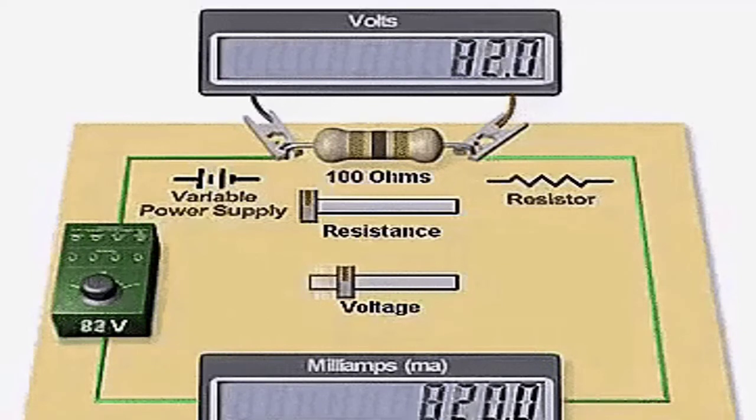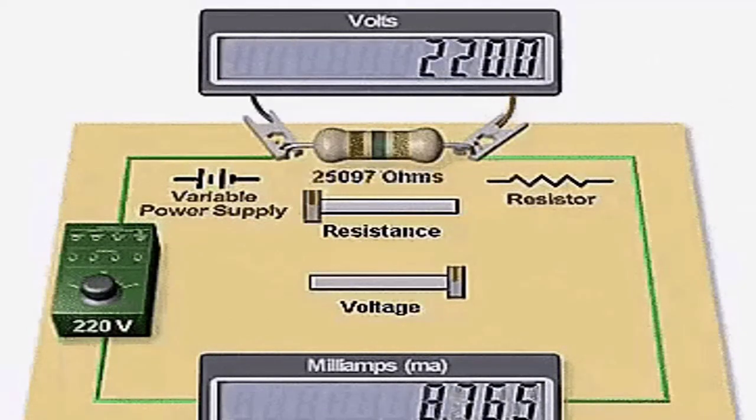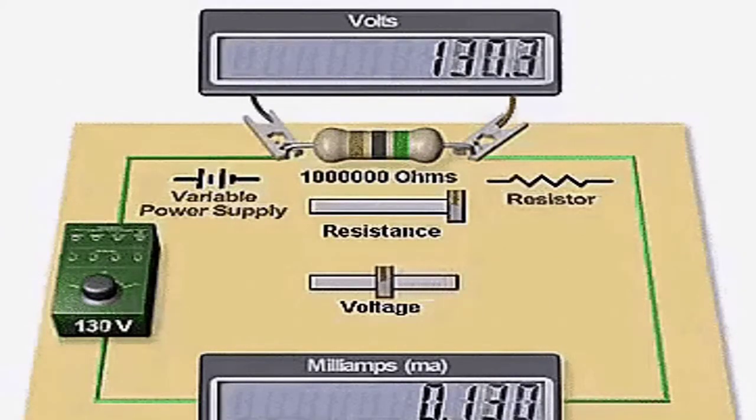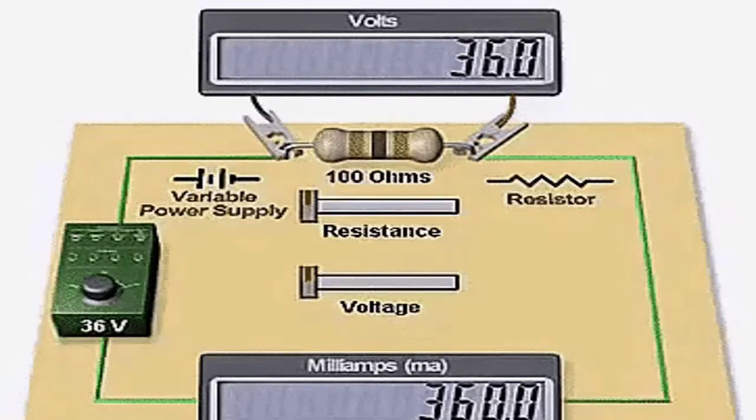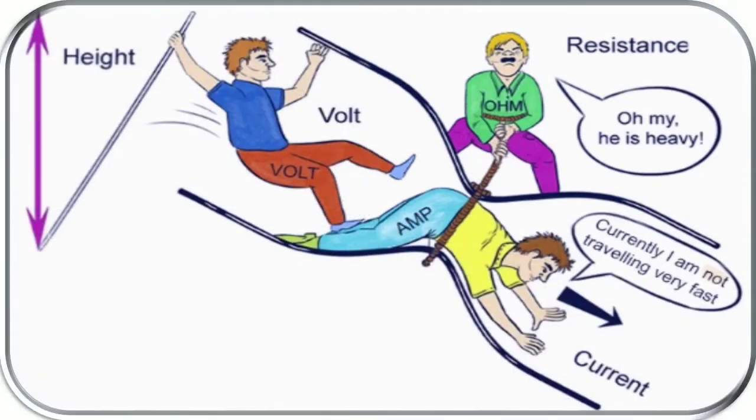At constant resistance, as voltage increases, current increases as well. Then at constant voltage, as resistance increases, current decreases. Again, at constant resistance, as voltage decreases, current also decreases. Obviously, at constant voltage, as resistance decreases, current increases. This picture exhibits the analogy of Ohm's law.